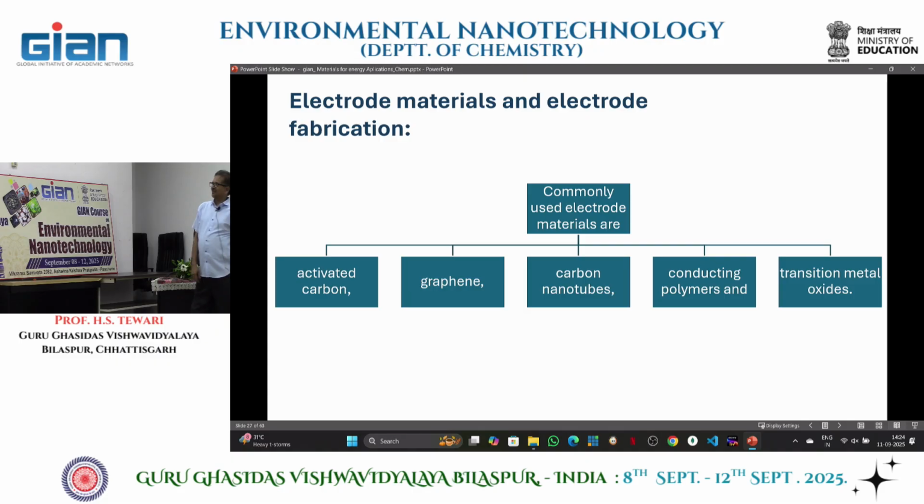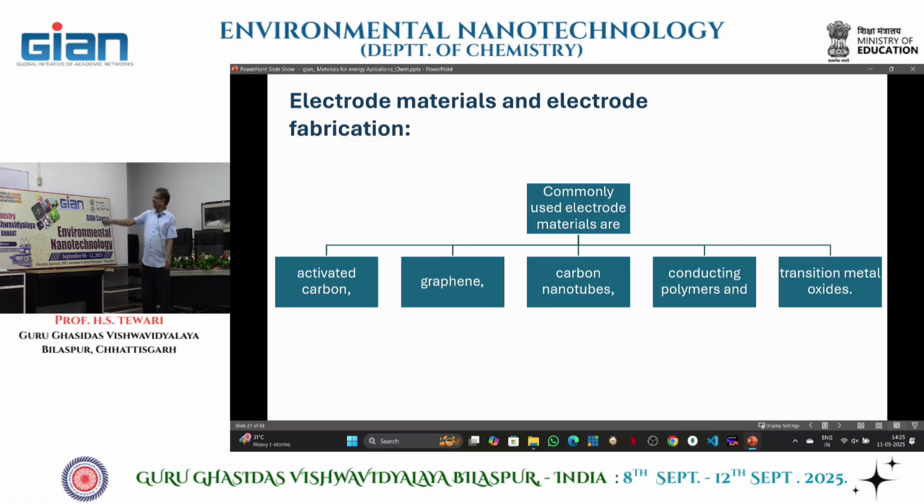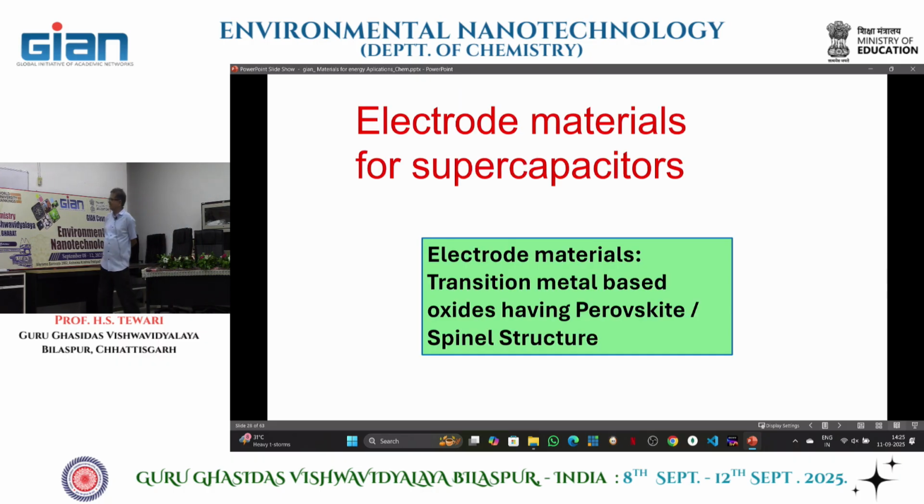So if you go for electrode materials, then for electrode fabrication, the commonly used electrode materials are activated carbon, graphene, carbon nanomaterials, conducting polymers, and transition metal oxides. In this category we are using perovskites and spinels as electrode materials for supercapacitors. These electrode materials are transition metal oxide based, perovskites and spinel materials having spinel structure, because it is very easy to fabricate these materials. So we are using these materials to improve the properties of supercapacitors.